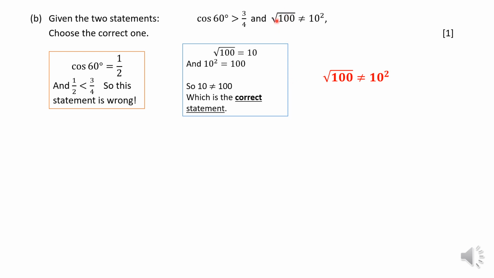Okay, this answer is 10, and this answer is 100, and 10 is less than, or it's not equal to.